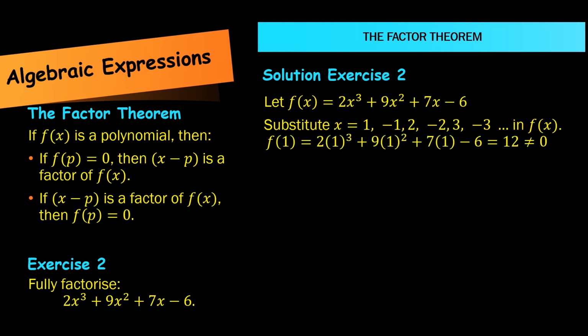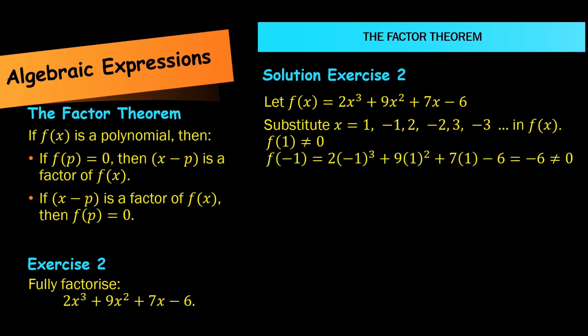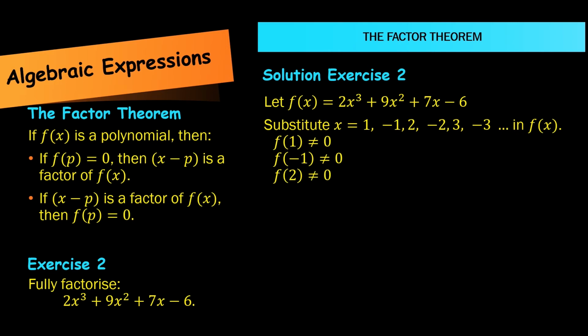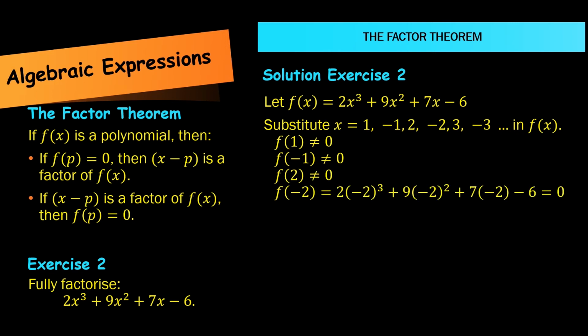Substituting x equals 1 gives us that f of 1 does not equal 0. Substituting x equals minus 1 again gives us that f of minus 1 does not equal 0. Similarly, substituting x equals 2 gives us that f of 2 does not equal 0. However, when x equals minus 2, we have that f of minus 2 equals 0.